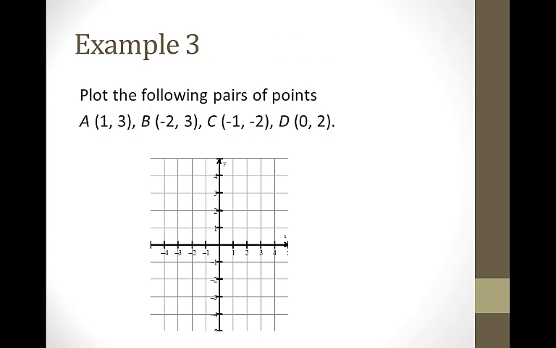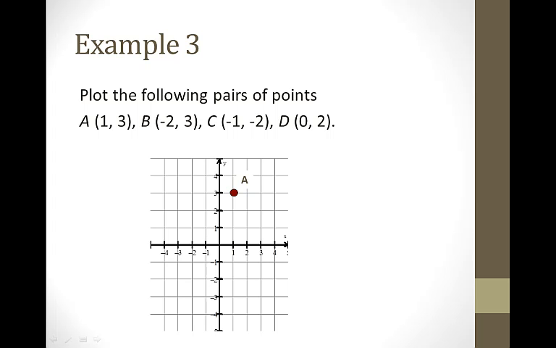So pause the video here, see if you can plot these points. All right, welcome back. So our first point is 1, 3. So we go over 1 and up 3, and there's our point A. And we generally will label this point A, particularly if we have more than one point.